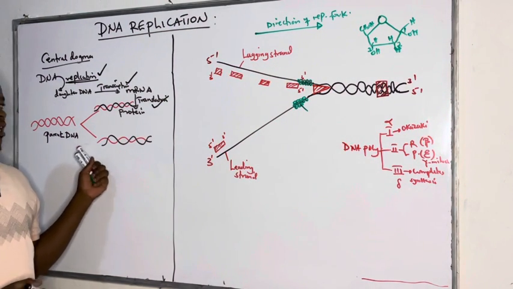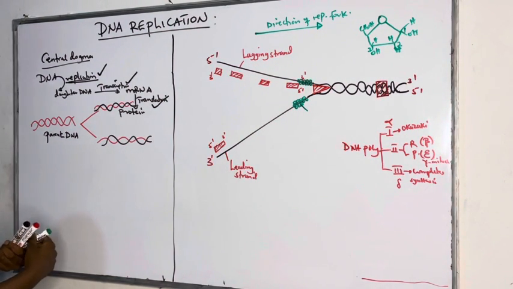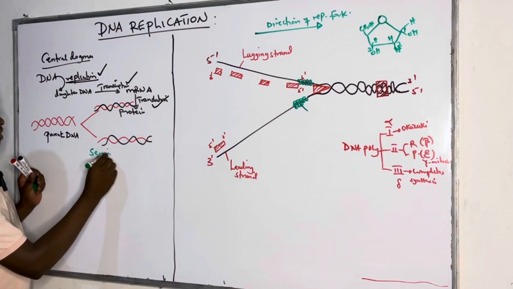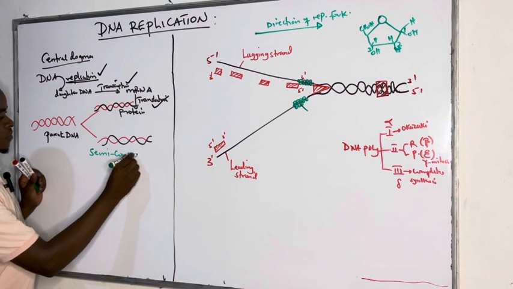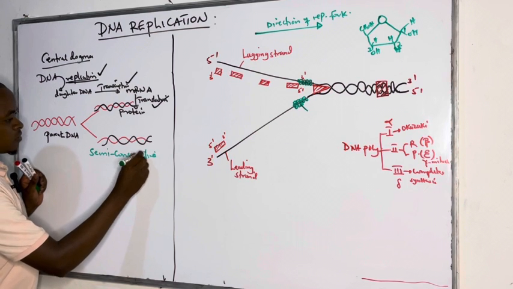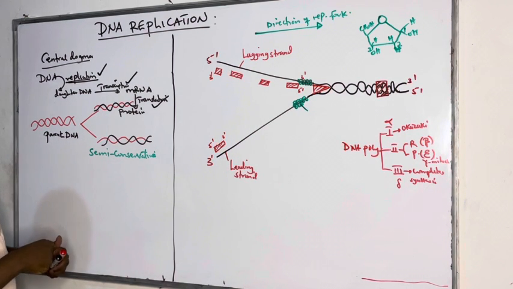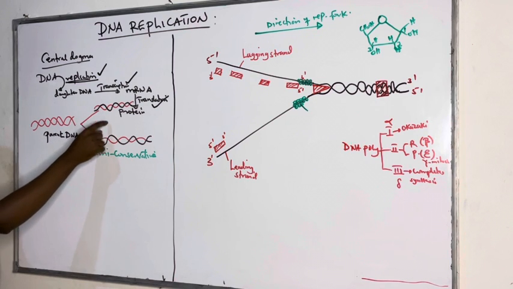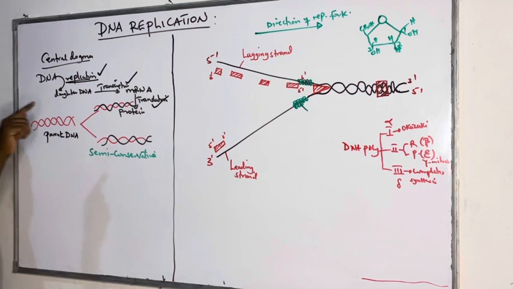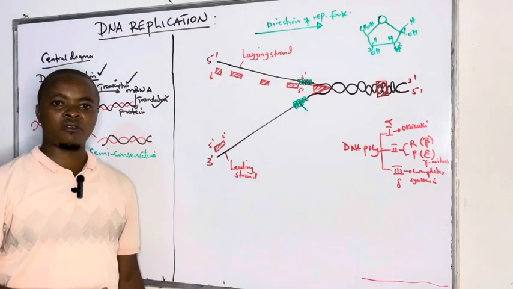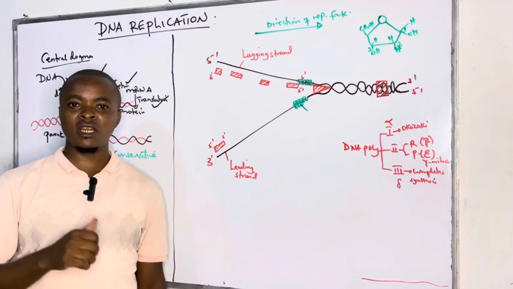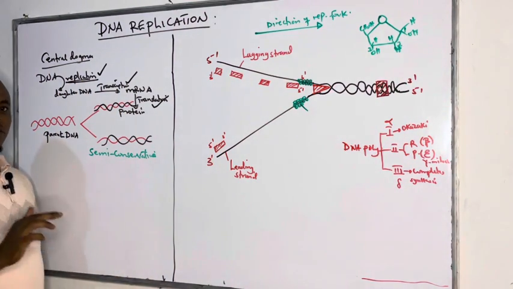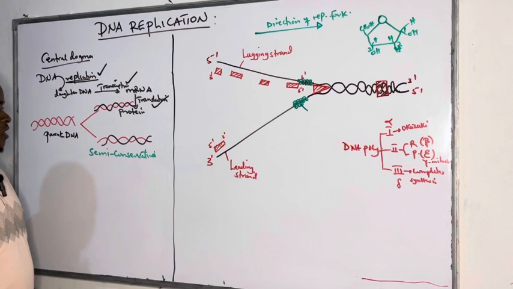This is what we call the semi-conservative theory, which was described by Crick and Watson, that during DNA replication, each daughter DNA takes up one strand from the parent and another one which is newly synthesized. This is what we call the semi-conservative theory under DNA replication.